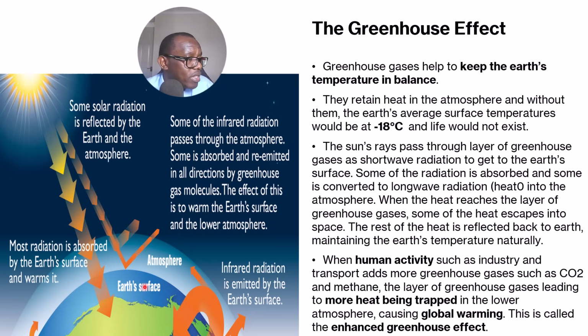So what is causing a change in this natural greenhouse effect? We have the effect of humans now, and the humans obviously are producing a lot of pollution. Human activities such as industry and transport are going to add a lot more greenhouse gases into the atmosphere, such as carbon dioxide and methane. And that layer of greenhouse gases that was occurring naturally is now going to be strengthened by this human activity. When that happens, a lot more of the heat is going to be trapped in the lower atmosphere, and a lot less of it is going to escape. Because of that, we now have the enhanced greenhouse gas effect. And that effect has been caused by human reasons and is what is causing global warming.